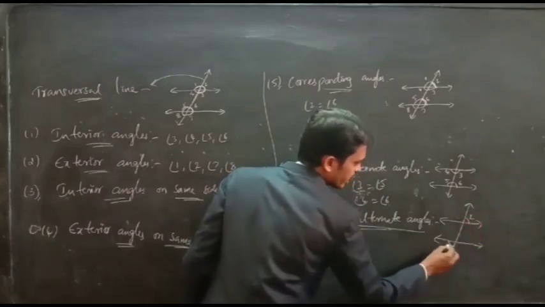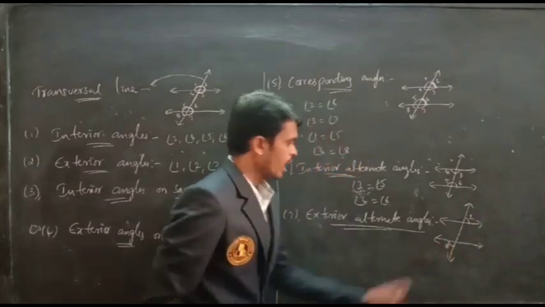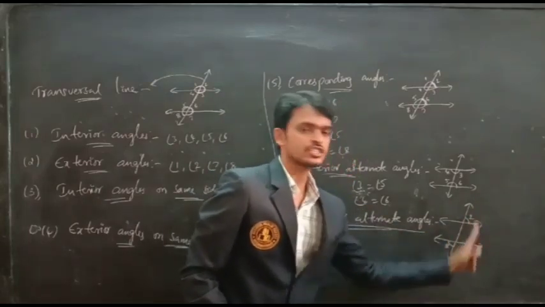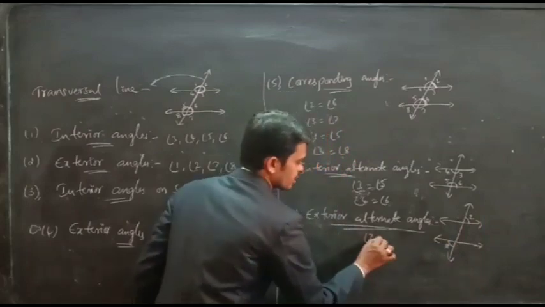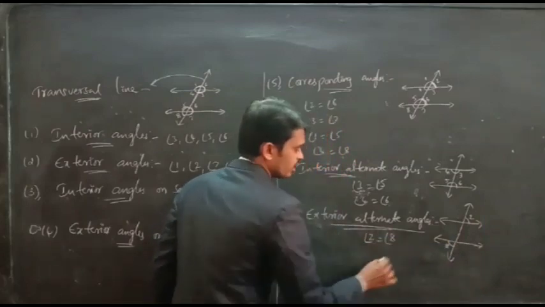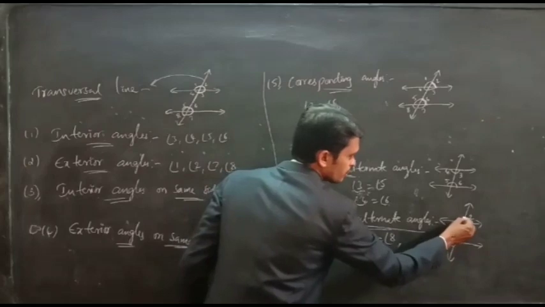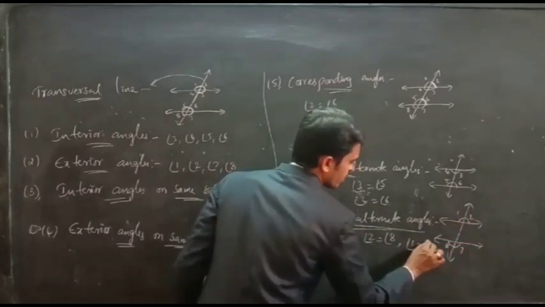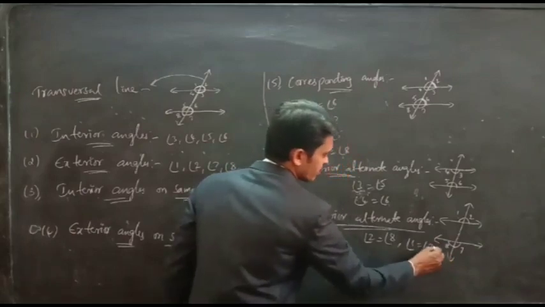This is 2 and this is 8. So, they are on either side of the transversal line and the angles should be exterior. Then, one pair is angle 2 equals 8 and another pair is what? Angle 1 equals 7.